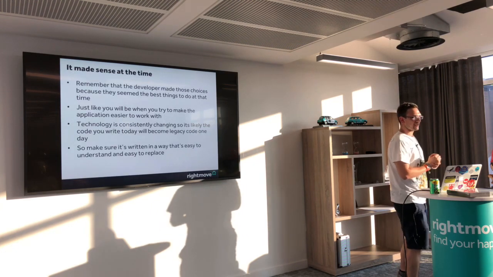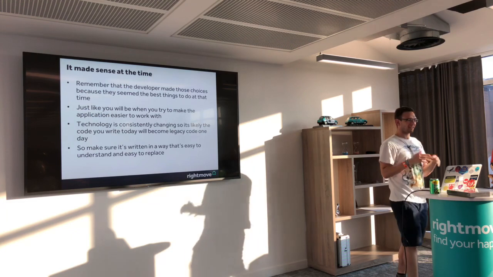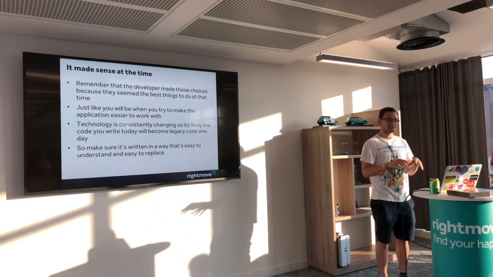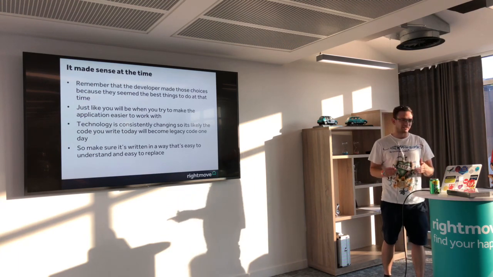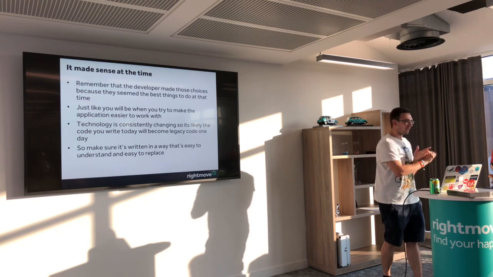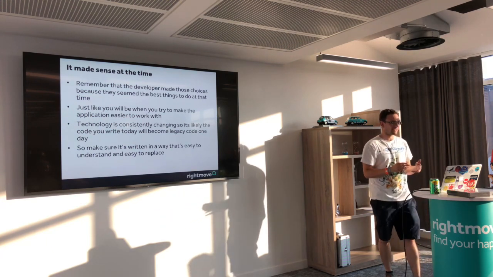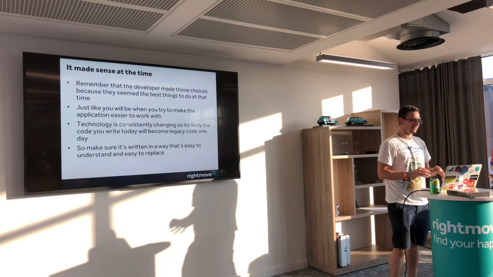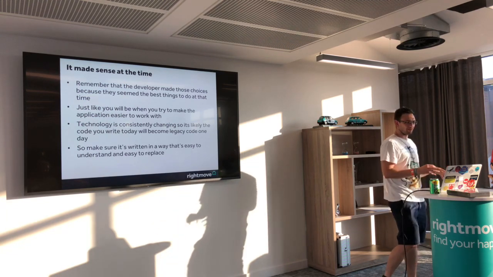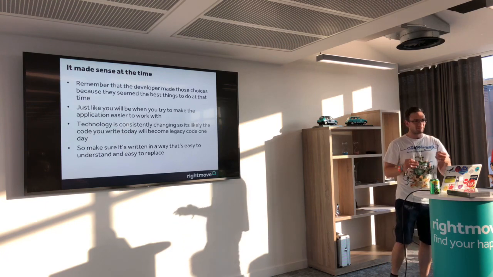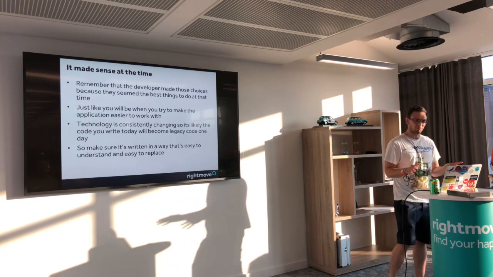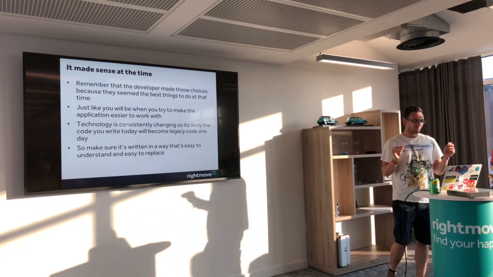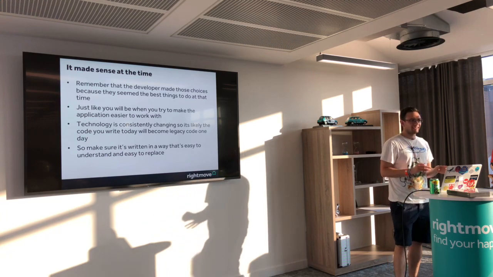Finally, remember, it made sense at the time. The developers who made those choices didn't do it to annoy you in the future. They did it because it seemed like the best thing that they could do. You don't know what deadlines they had or whether they had a small team and had to get something out there. They were doing what they thought was the right thing to do, just like most of you working on applications today will be doing. And technology is constantly changing. So even if you're writing code in the best way, it's likely going to be replaced one day. So we could argue that right now we're all writing legacy code. So when you're writing things, make sure that it's easy to understand and make sure someone can replace it, because the likelihood is someone is going to one day.